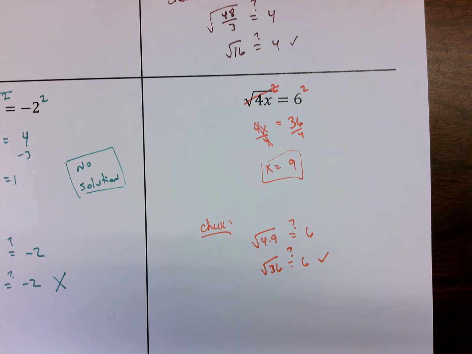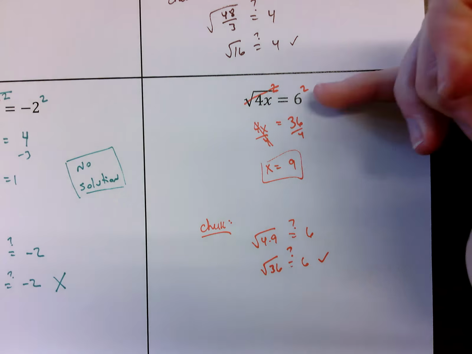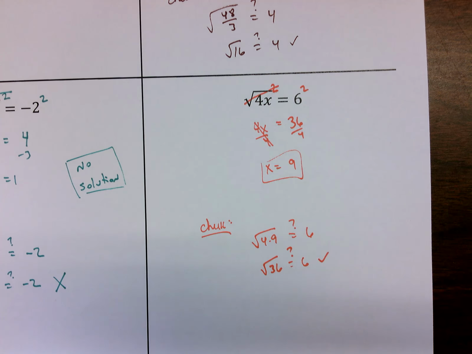All right, and there we go. So solving a radical equation is not all that much more difficult than solving a regular equation. You just have to remember to make sure you square both sides as your first step.